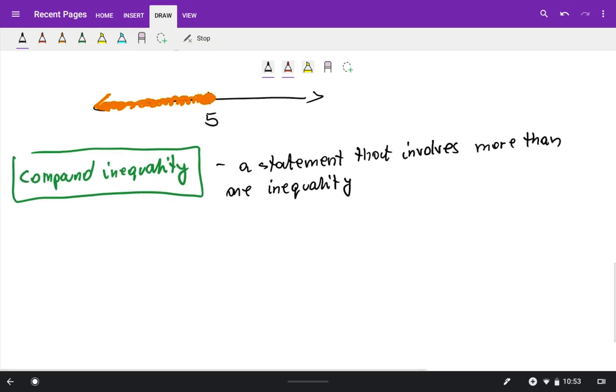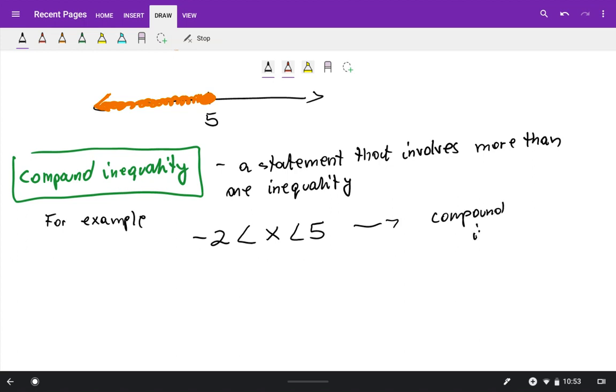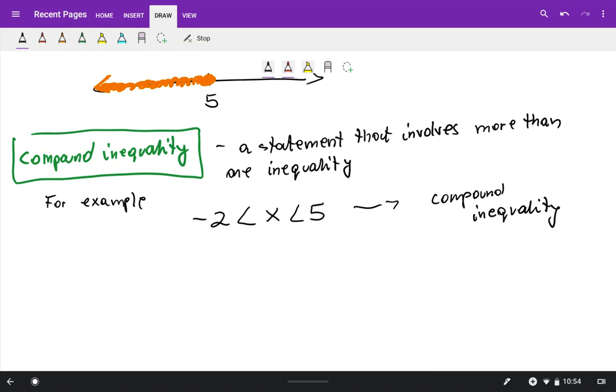For example, you have -2 is less than x and x is less than 5. What that means, if you want to, this is a compound inequality. Because we have two inequalities put together. If you want to, this means you can break this down into two inequalities.